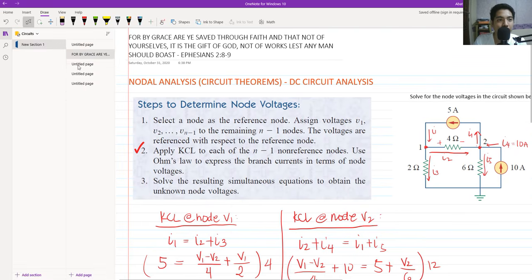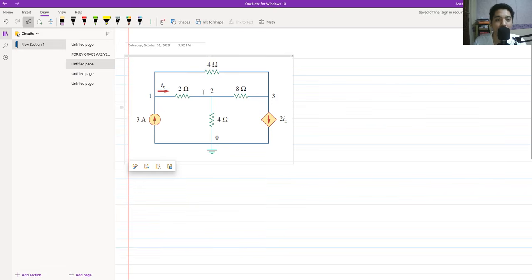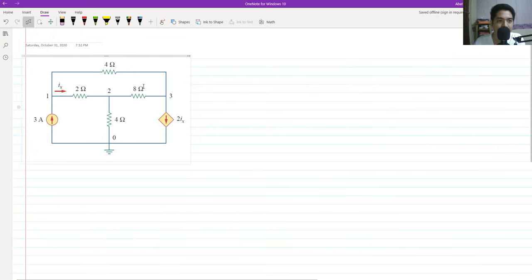So, let's try another example. For example, we have this circuit again, and we're going to solve all of the node voltages. We have V sub 1, V sub 2, and V sub 3 here. Since we already have an assigned direction of current, I sub x, from node 1 to node 2, it is fixed. We cannot assign the current arbitrarily for that. In this direction, we have 3 amperes entering this node.